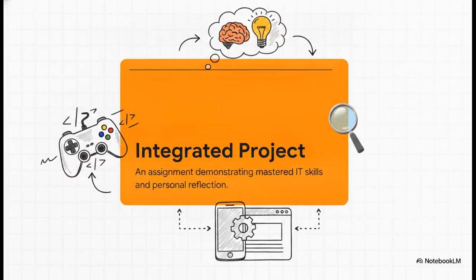To really wrap our heads around the expectations for this final week, we need to look at the course framework. It calls your final task an integrated project, but what does that actually mean? Well, it means this assignment has to demonstrate both the IT skills you've mastered and your personal reflection. The final product itself, whether that's a game, an app prototype, or a web page, is absolutely crucial. But here's the thing, it's not the only thing that matters. The evidence of how you got there, the specific decisions you made, and how you reflect on your own learning process, those are equally essential.